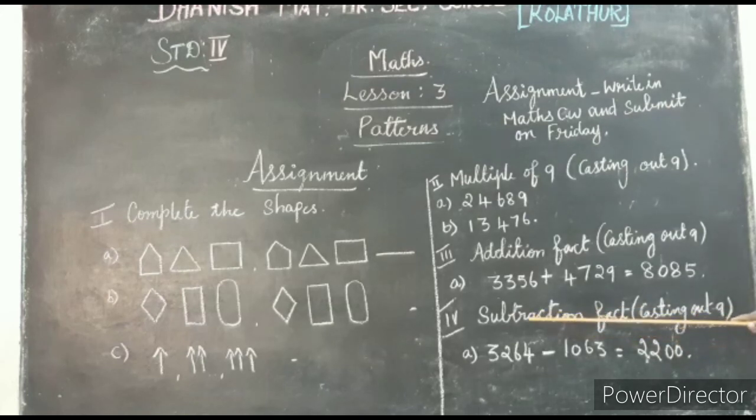Roman number 4 is subtraction fact, casting out 9. This sum you should do subtraction fact and check whether it is a correct subtraction fact or not. A sum, 3,264 minus 1,063 is equal to 2,200. Understood, children?